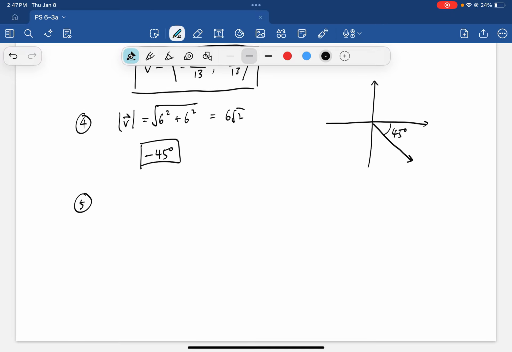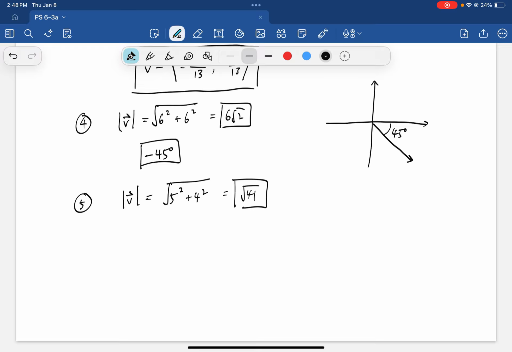All right, number 5, find the magnitude and direction angle of -5i plus 4j. So here the magnitude is equal to the square root of 5 squared plus 4 squared. So that's square root 41. 25 plus 16 is 41. So that's the magnitude.